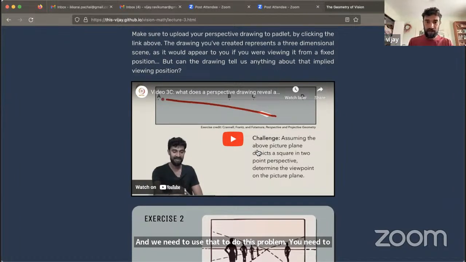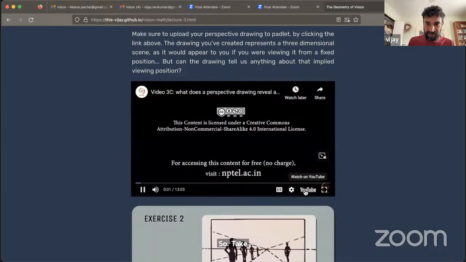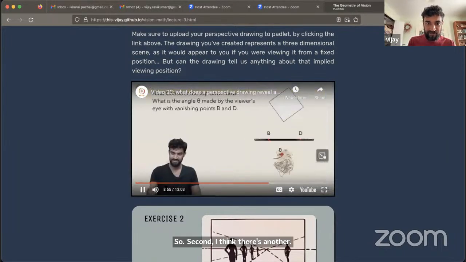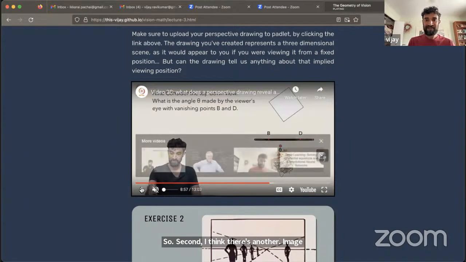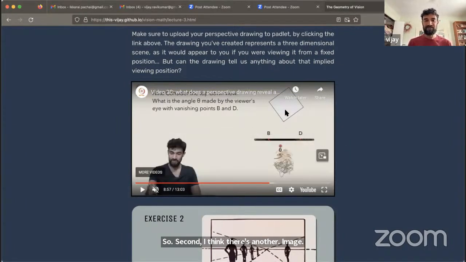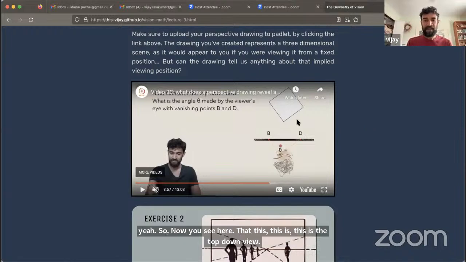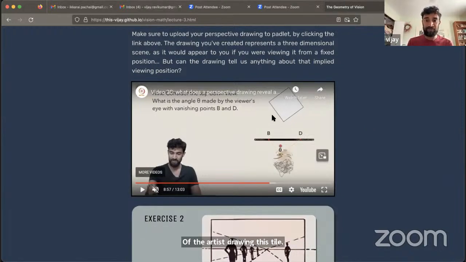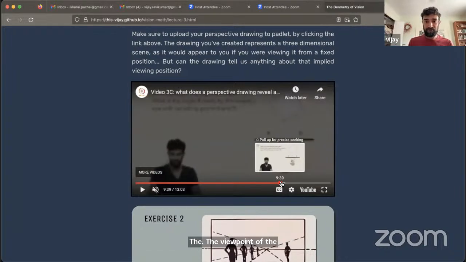So, second, I think there's another image here. Let me just see. Yeah. So now you see here that this is the top-down view of the artist drawing this tile. And from the top-down bird's eye view, it's actually a square. We see that here. So using the fact that it's a square, the question is, can we figure out the viewpoint of the observer in the picture plane, where their eye is?